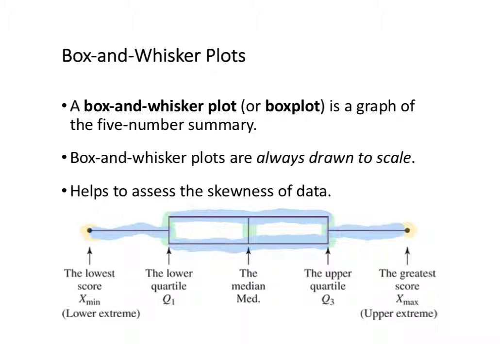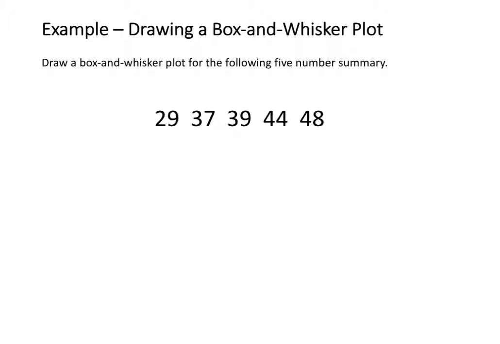So let's have a look at an example of how we are going to draw a box and whisker plot. So in our example, we have been provided with a 5-number summary, and we need to go ahead and put that onto a box and whisker plot. So the first thing I need to do is to draw my scale. So I need to look at my lower extreme and upper extreme in the 5-number summary to work out where my scale needs to go from.